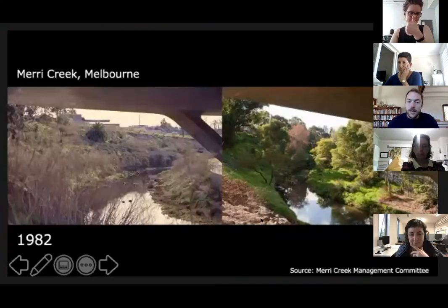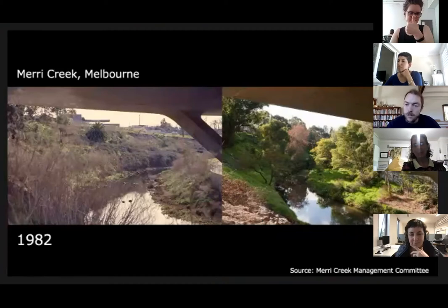But I'm from Brunswick, and in a past life, I was a freshwater scientist at the University of Melbourne and did a lot of work across Victoria studying the effects of pollution, including Merri Creek, which some of you may be aware of in the north.